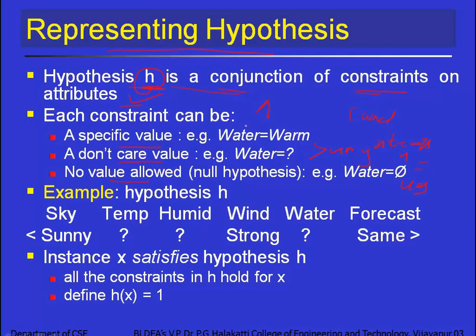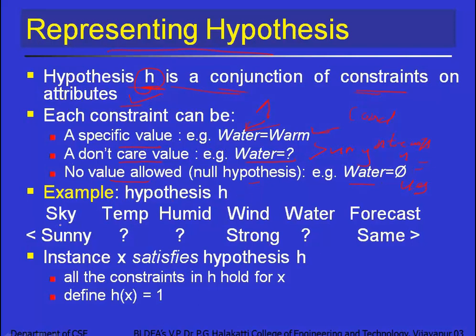Specific value means water is an attribute, warm is a value, the value warm is assigned to attribute water. This is a specific value. Then if water is assigned a question mark, it means that it is a general value. It can take any value. Null value means no value is allowed, and that is the null hypothesis. It is water is equal to null.